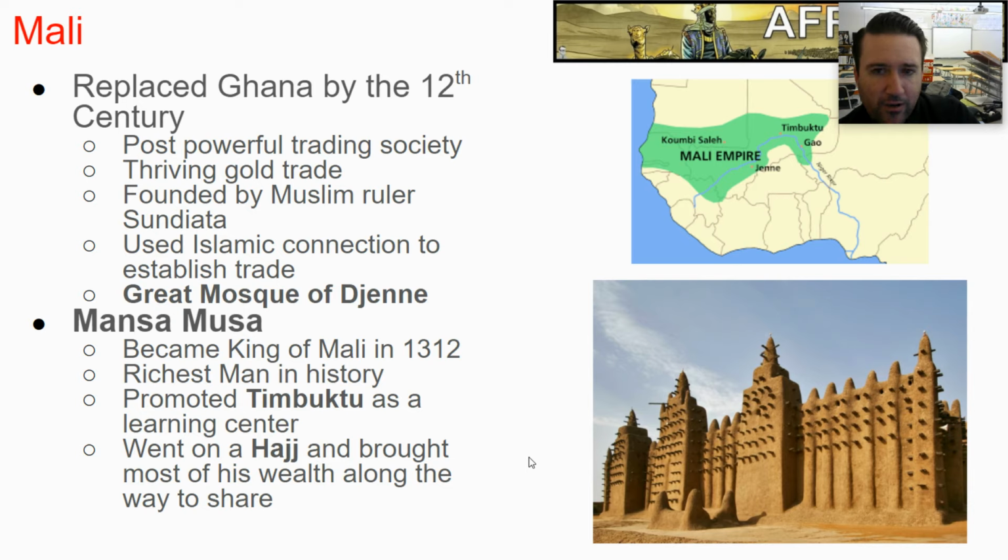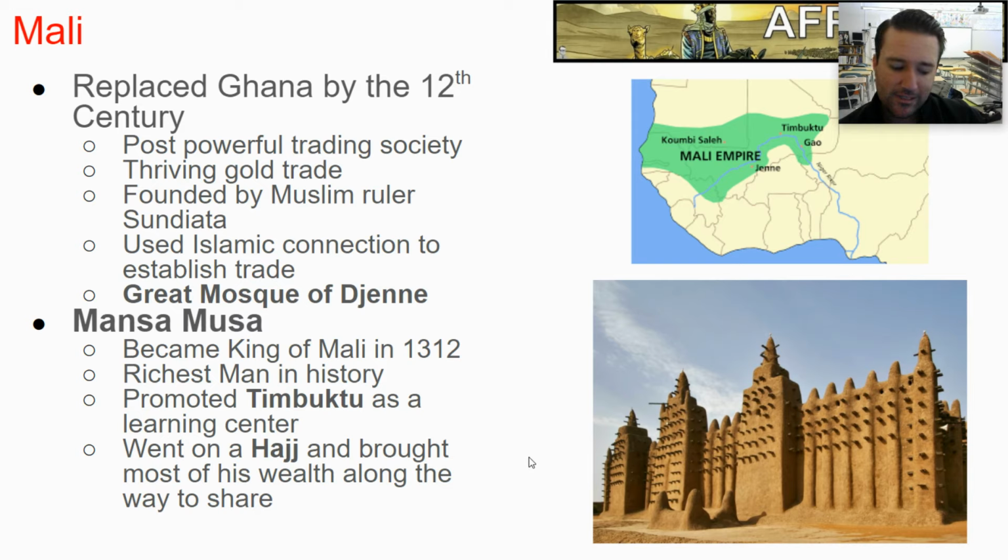And the founder himself was a Muslim ruler named Sundiata. And I'm not sure I had that pronunciation correct. But they used the Islamic connection to help establish trade, because like the Islamic world, as vast as it was, if you were connected into those trade networks, it's quite a benefit, and the word of mouth spreads of what's there, and so you have merchants come out, and of course the merchants bring more commodities, they bring more religion and other things, right?